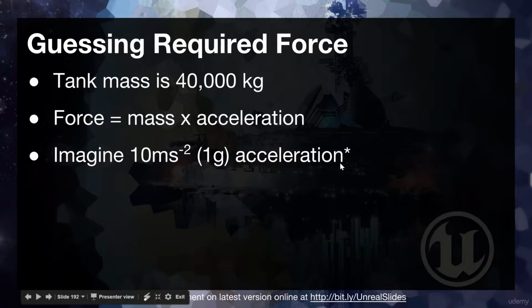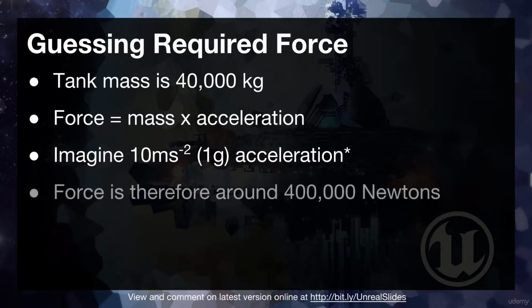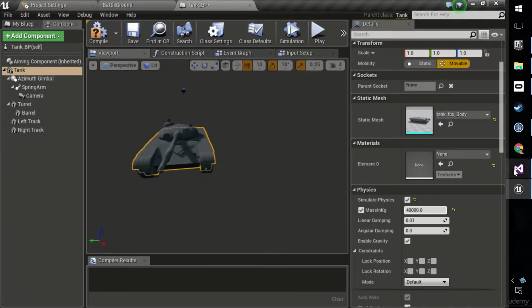Imagine 10 meters per second squared, 1 g of acceleration. Okay, that's a lot for a tank, but they're pretty fast. And in a game, you generally tend to expect things to move a little bit faster than in real life, or they just look too slow. So that gives you a force of 400,000 newtons.